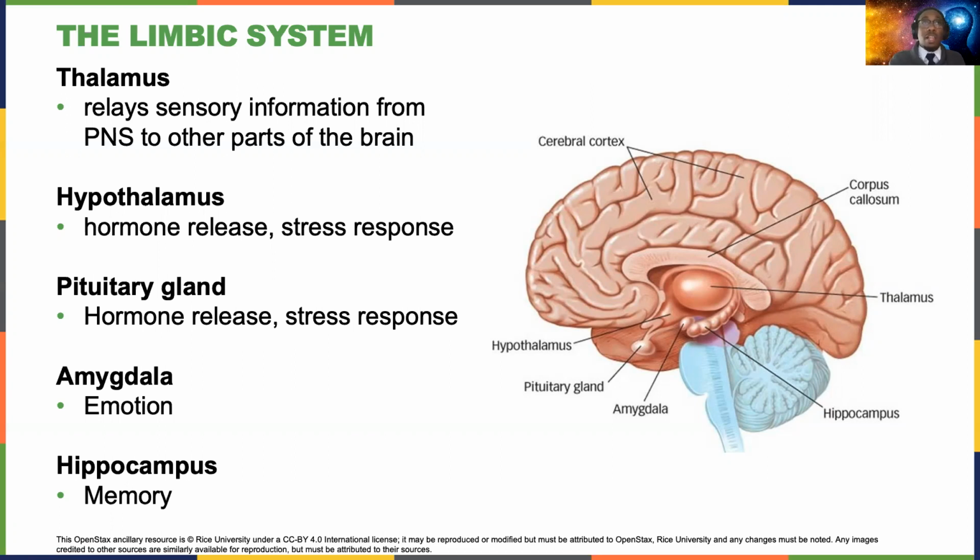Then there's the hypothalamus and the pituitary gland, which are both involved in releasing hormones and your stress response. There's the amygdala. If you can just associate one word with the word amygdala, just know that it's involved in fear and emotion responses. And then there's the hippocampus, which we'll talk more about in chapter 8, which deals with memory.